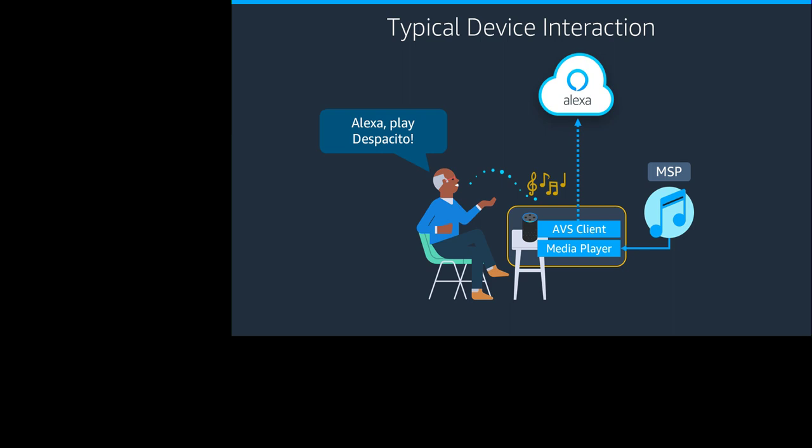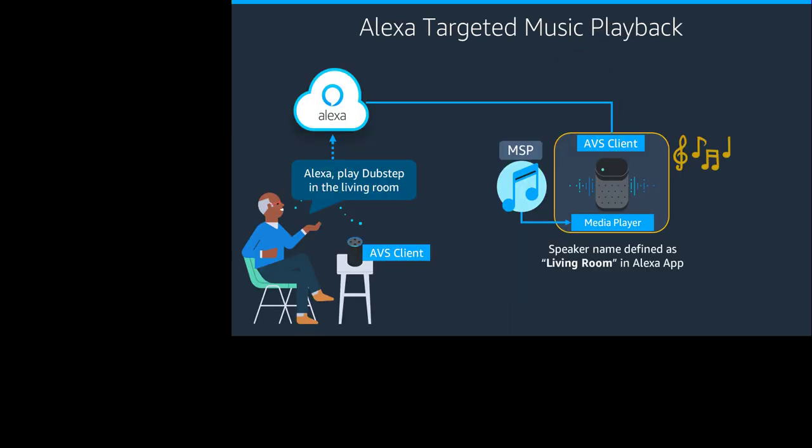And when you say that to Alexa, it goes up to the cloud, and Alexa resolves that command. The command comes back down to the device, and the device itself then goes out to the assigned music service provider. And then that music service provider, or MSP as we're calling it here on this slide, streams the content down to the device, and it plays back on that same device. And so that's the typical device interaction that somebody has when they're wanting to play music through Alexa.